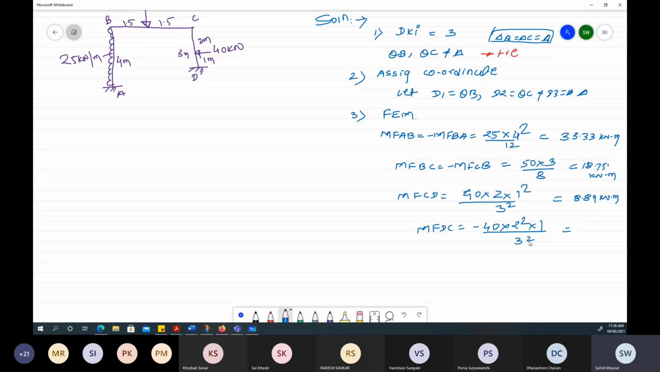Other people, please check this answer whether it is correct or wrong. We get some difference: 17.78. Yes, correct, 17.78. This is minus 17.78 kilonewton meter. Now we have to find out the ADL1, ADL2, and then we will have ADL3 that we have to determine.